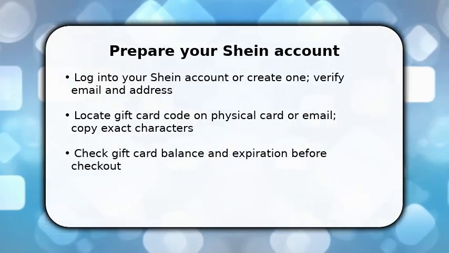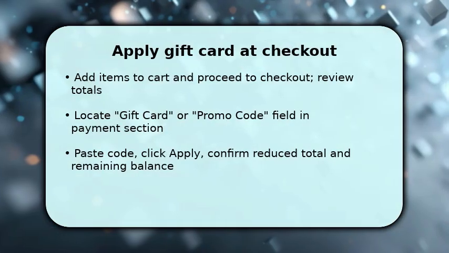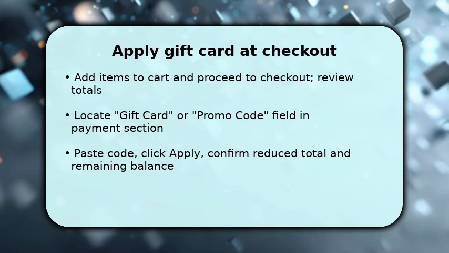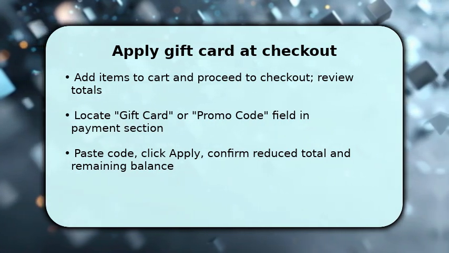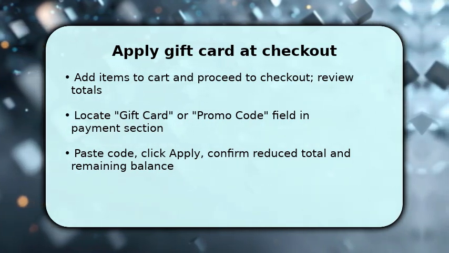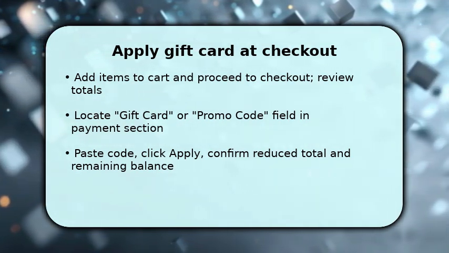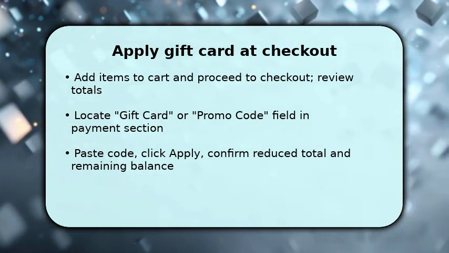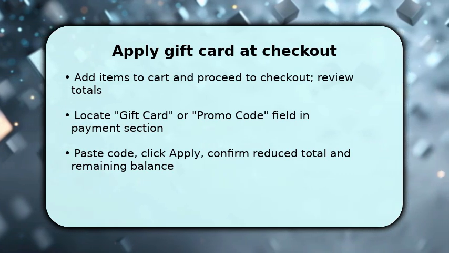You add desired items and go to checkout because the gift card applies to the order total and shipping calculations. Once you reach payment, look for the gift card or promo code field. Shein may label it under payment options. Paste the code carefully and hit apply, then watch the total update. This confirms the code accepted.